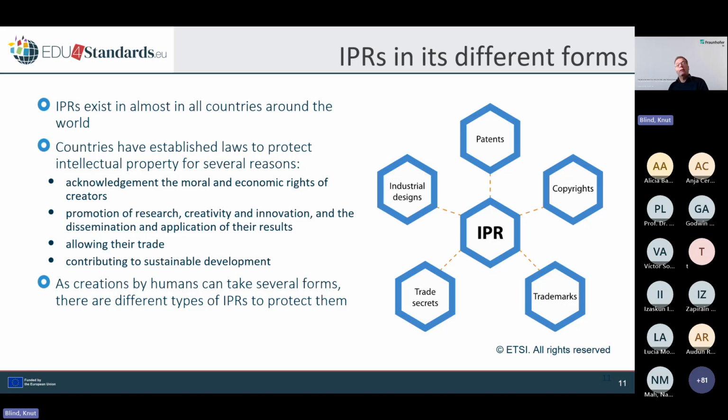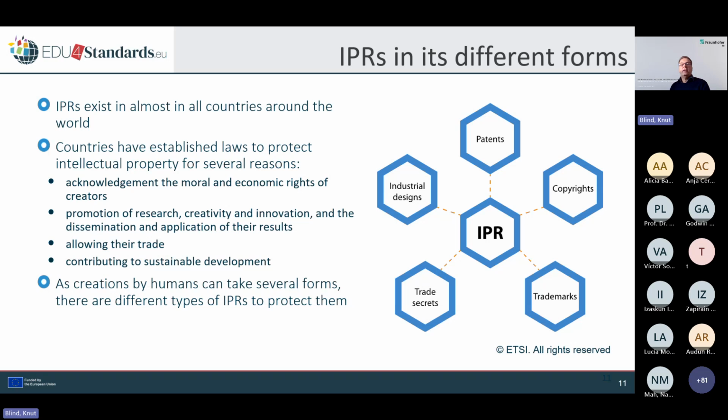And finally, also intellectual property rights and the dissemination of the know-how might help to contribute to the SDGs, to sustainable development, because especially, for example, patents on green technologies are important here, and the broader these green technologies are used, maybe the better we can tackle big challenges like climate change.